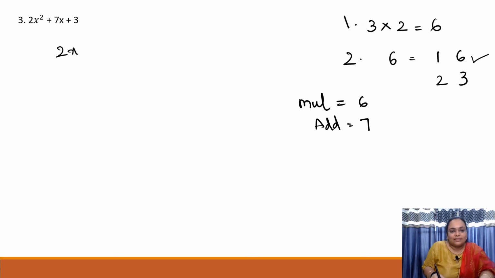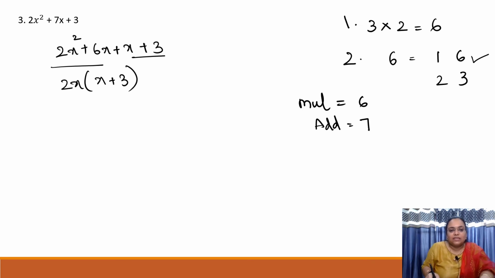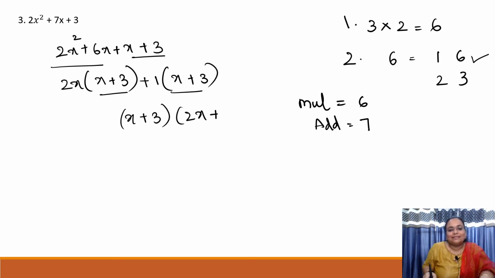So 2x² + 6x + x + 3. From the first two terms, if you take 2x common, that will be x + 3. And from the next two terms, if you take +1 common, that will be x + 3. So x + 3 and x + 3 are common. So the remaining is 2x + 1. So this is how you factorize it.